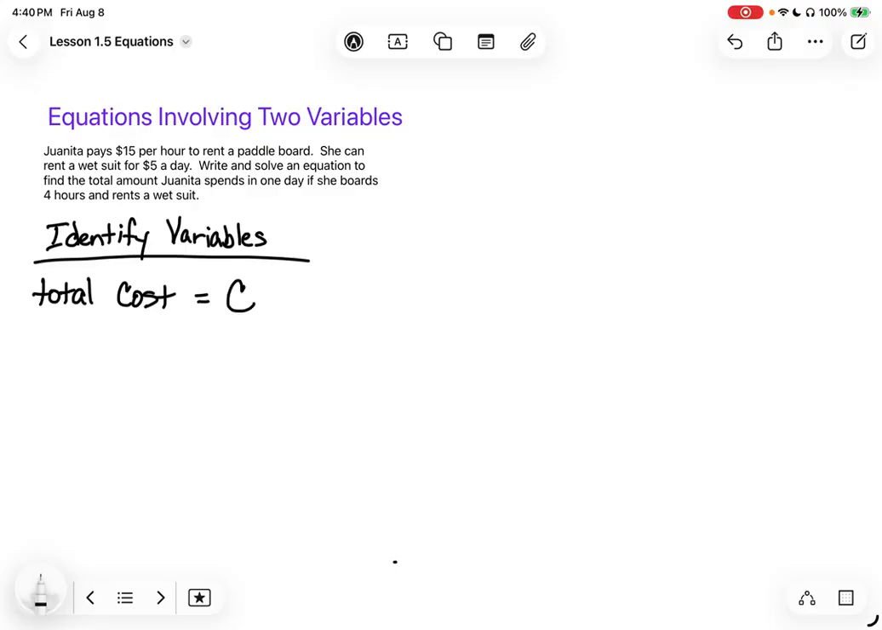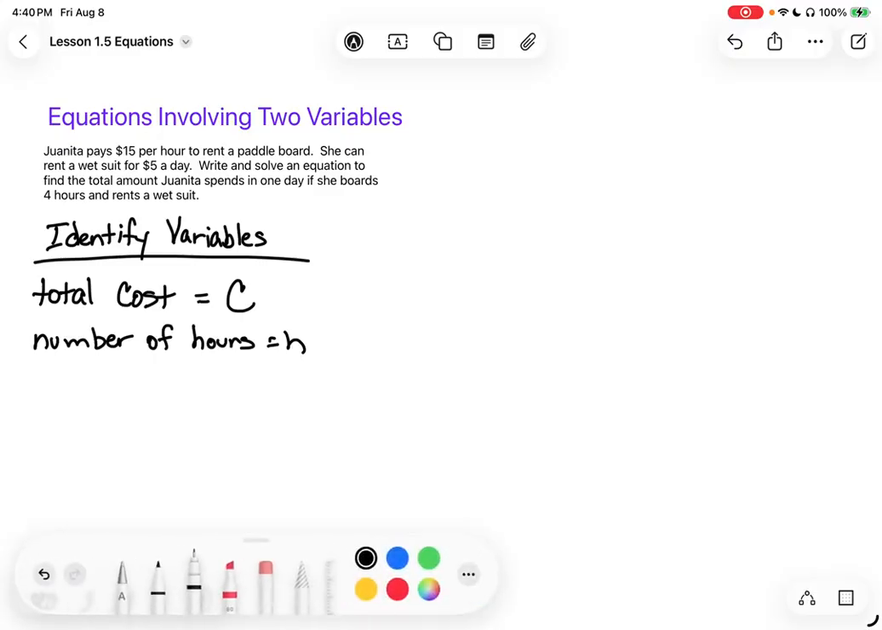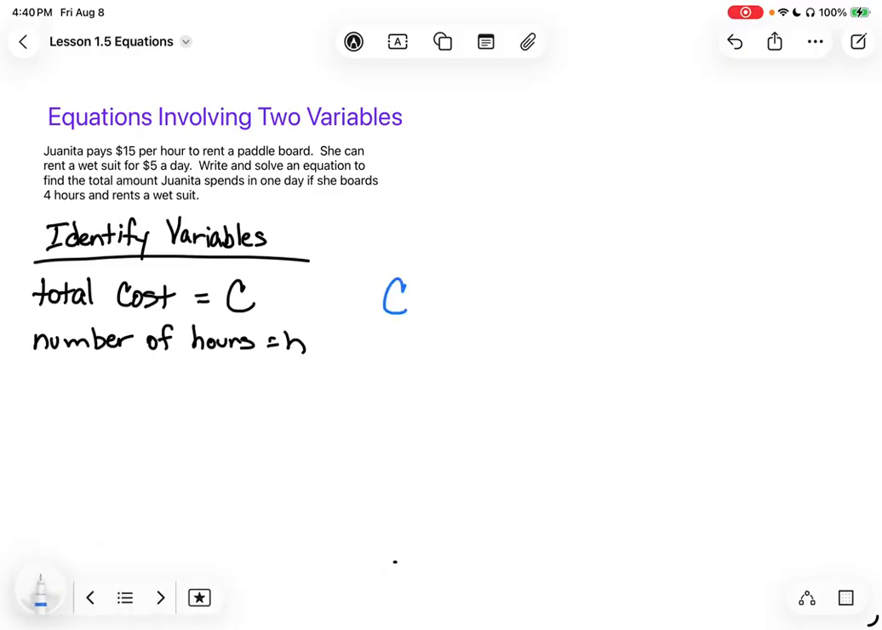Now the other variable, the thing that I'm going to end up substituting into my equation, is the number of hours that she is using this paddleboard. So let's say number of hours is going to be our second variable, and let's call that h. So I'm going to write an equation using C and h. Okay, so what is the total cost going to be?